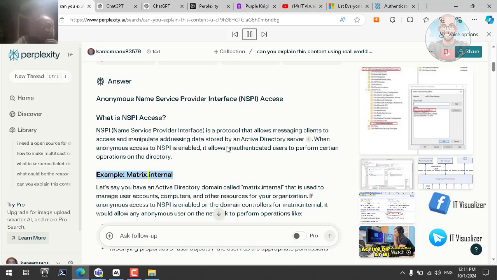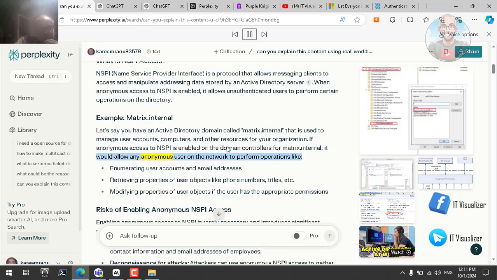Example, matrix.internal. Let's say you have an Active Directory domain called matrix.internal that is used to manage user accounts, computers, and other resources for your organization. If anonymous access to NSPI is enabled on the domain controllers for matrix.internal, it would allow any anonymous user on the network to perform operations like enumerating user accounts and email addresses, retrieving properties of user objects like phone numbers, titles, etc., and modifying properties of user objects if the user has the appropriate permissions.